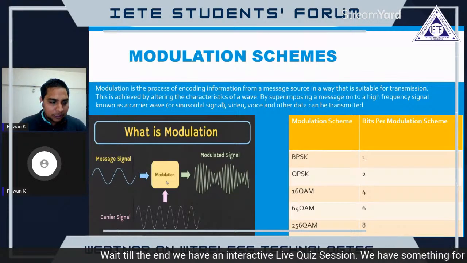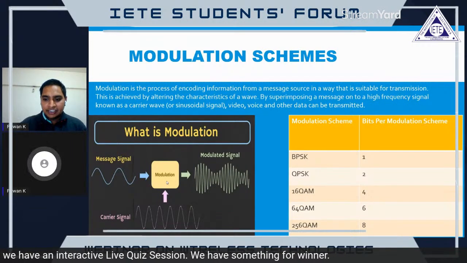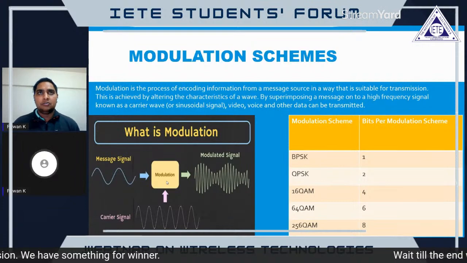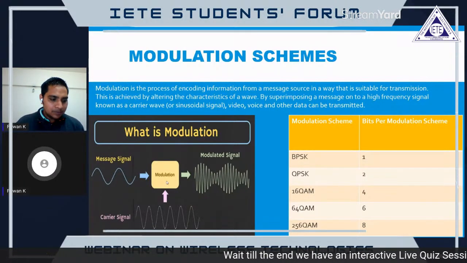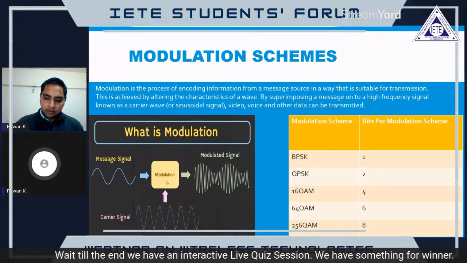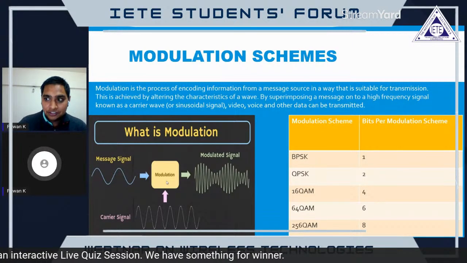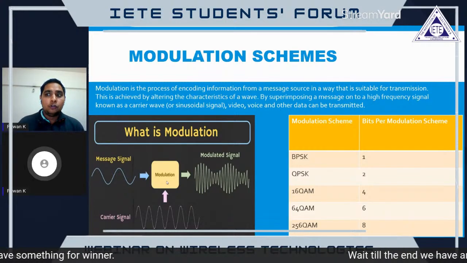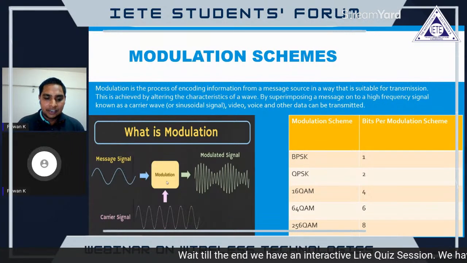In QPSK, 2 bits will be accumulated together, and 4 different energy levels or voltage levels will be sent, which will indicate 11, 10, 01, 00. In 16 QAM, 4 bits will be combined together, and 16 different voltages will be sent. In 256 QAM, 8 bits will be combined together, and 256 different constellations or energy levels will be sent by the transmitter.